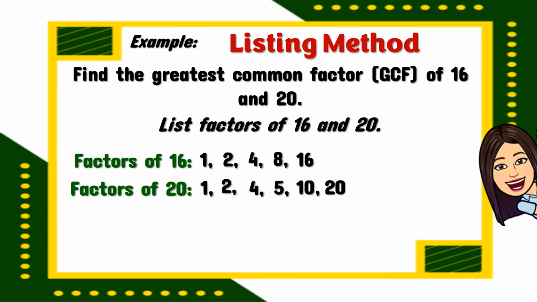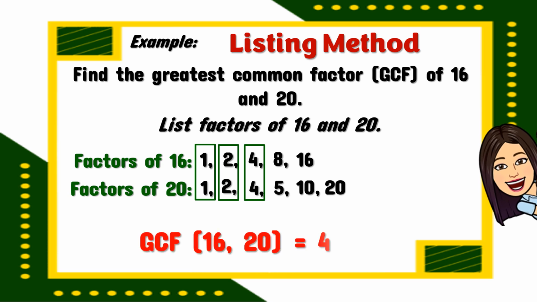These are the common factors of 16 and 20: 1, 2, 4. Here we can see that the greatest or largest factor is 4. Therefore, the GCF of 16 and 20 is 4.